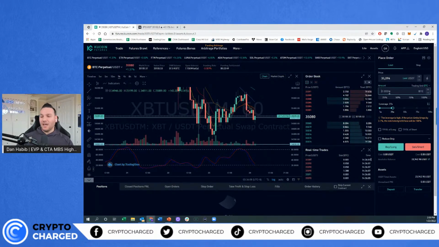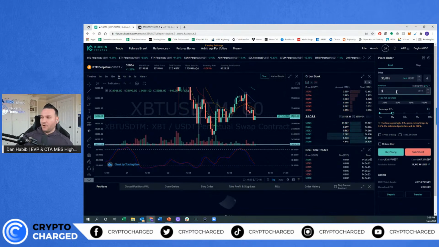So let's just say that I, looking at this chart, wanted to go short. It looks like we're in a downtrend. We hit against this 5-day moving average here, and boom, it looks like we're getting rejected a little bit. If I wanted to go short here, I would come in here, I would enter the last price. I would say, okay, I want to go short 3 Bitcoin worth.